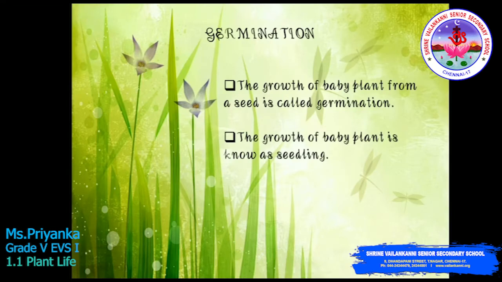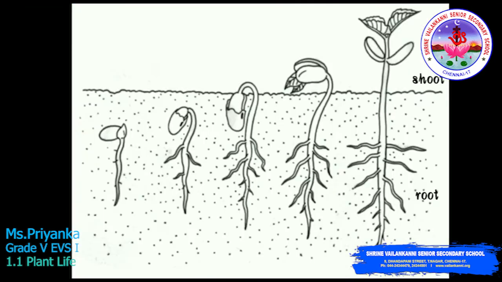First, what is germination? The process that deals with the growth of a baby plant from the seed is germination, and the baby plant is called a seedling. Seedling is nothing but the growth of a baby plant. So what is germination? Germination is a process that deals with the growth of baby plants. Okay, now we will discuss the detailed view of the germination.